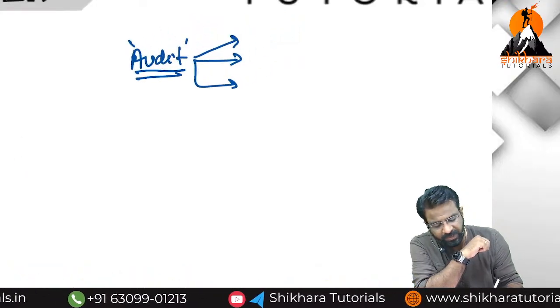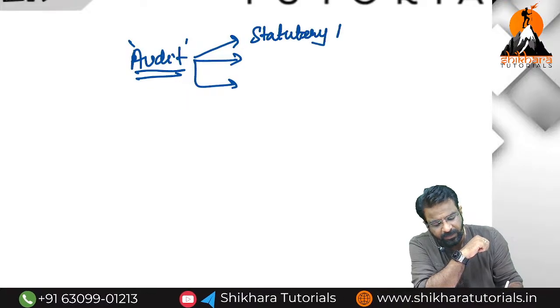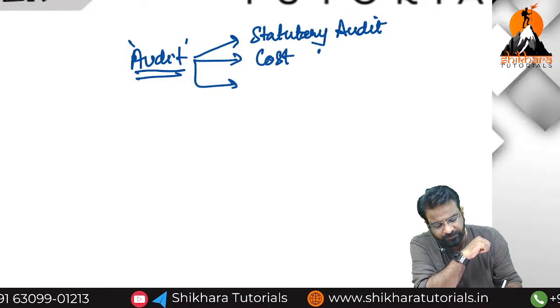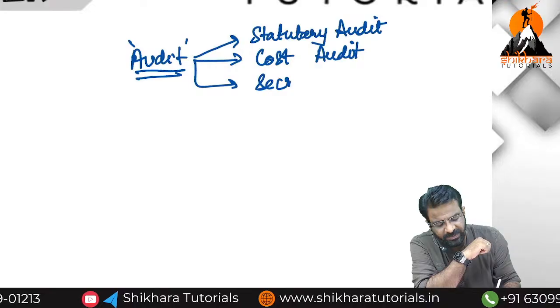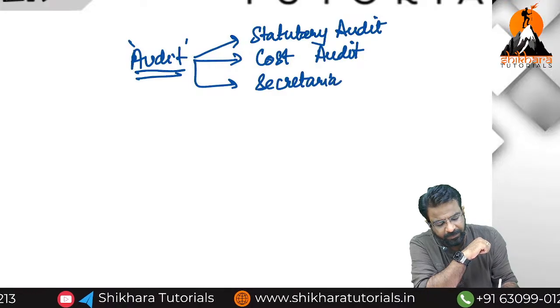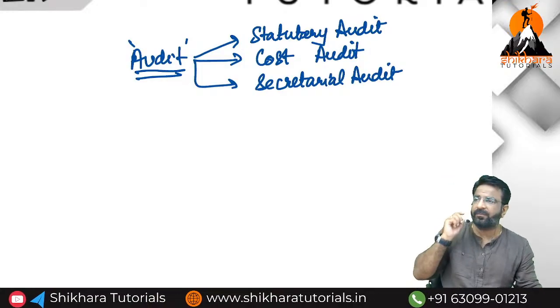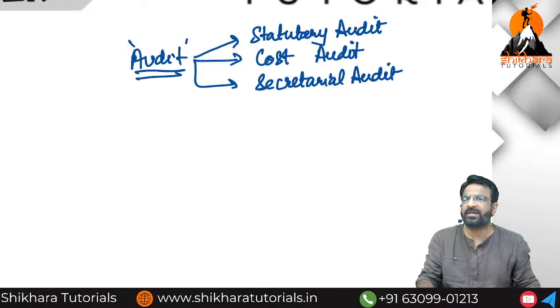One is known as statutory audit, one is known as cost audit, and one is known as secretarial audit. So repeat, what are the three audits we have? Statutory audit, cost audit, and secretarial audit.